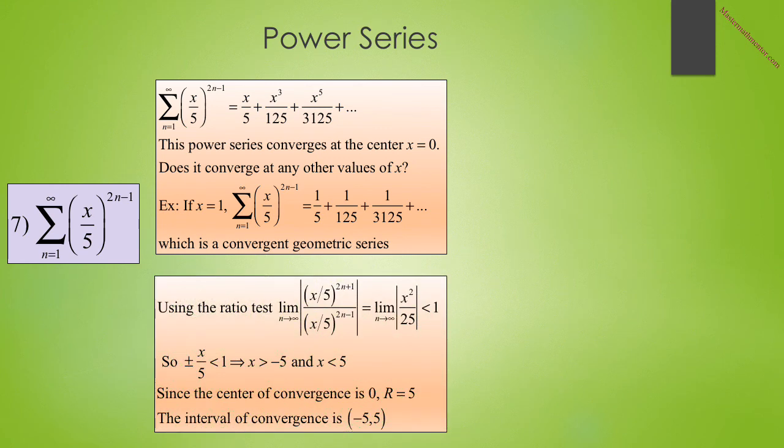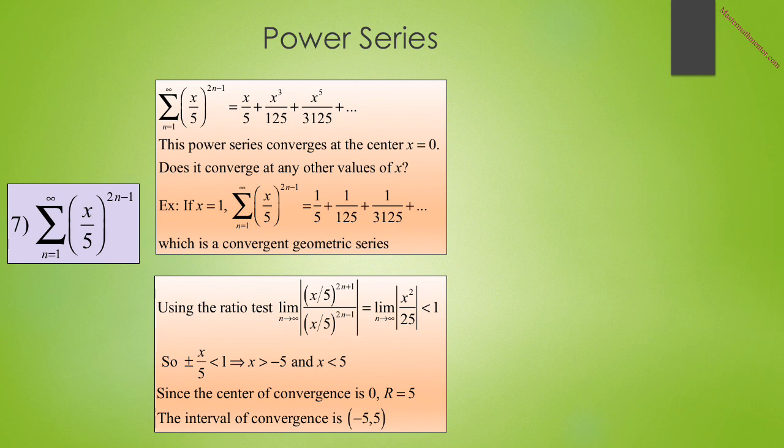While we could use the geometric test, we will use the versatile ratio test. The limit as n approaches infinity of the n plus first term over the nth term is the limit as n approaches infinity of the absolute value of (x over 5) raised to the 2n plus 1 over (x over 5) to the 2n minus 1. And this becomes the limit as n approaches infinity of the absolute value of x squared over 25, and that has to be less than 1.